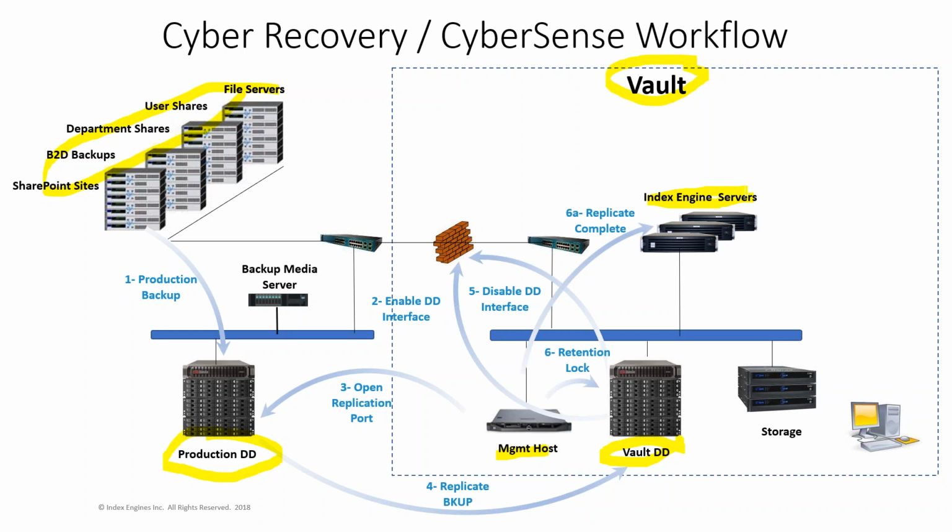So everything you see in the grayish blue arrows is all done by cyber recovery. The CyberSense product from Index Engines is fully integrated and ready to go. But at this point, step 6A is that the cyber recovery product notifies CyberSense that the replication is complete and retention lock has been applied. At that point, CyberSense indexes the vault Data Domain backup image, creates the analytics, applies the machine learning, and then reports the results out to the cyber recovery dashboard.